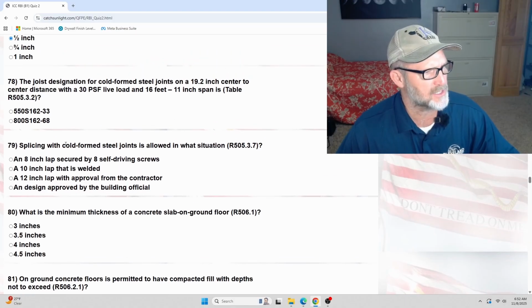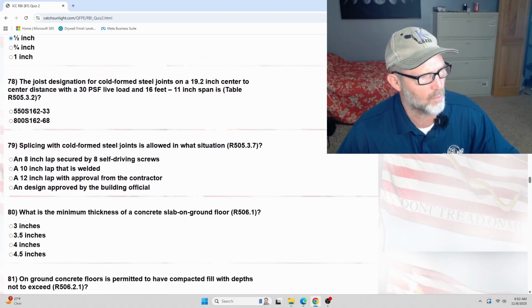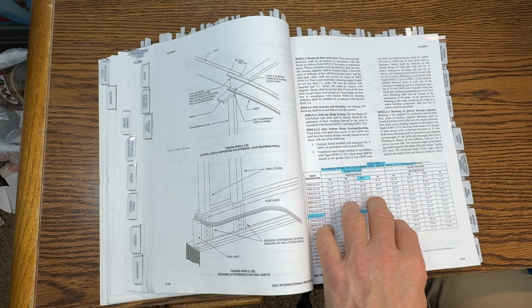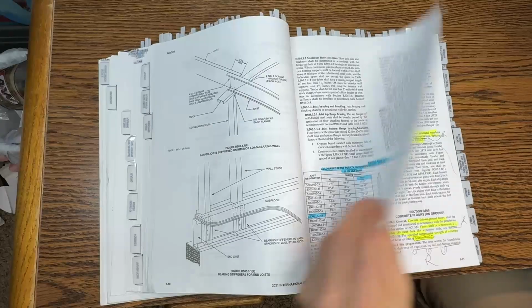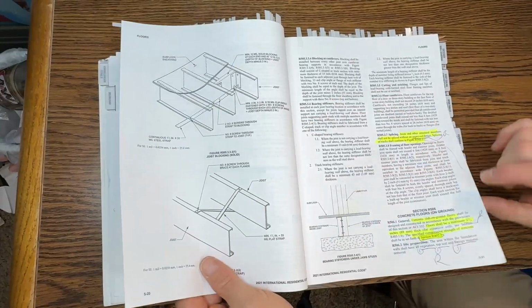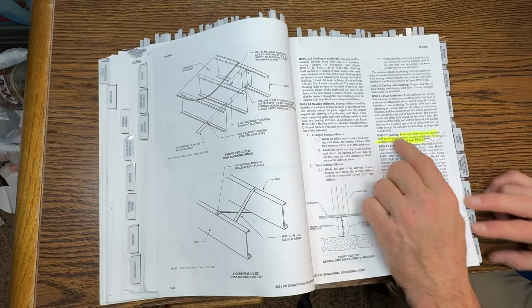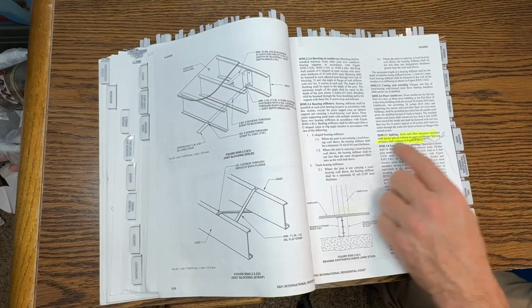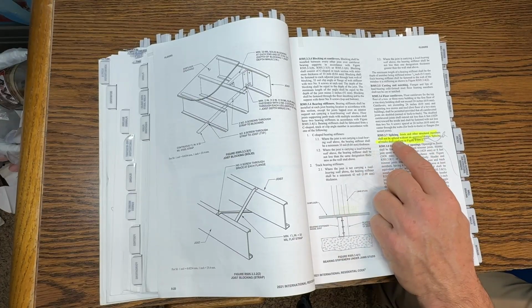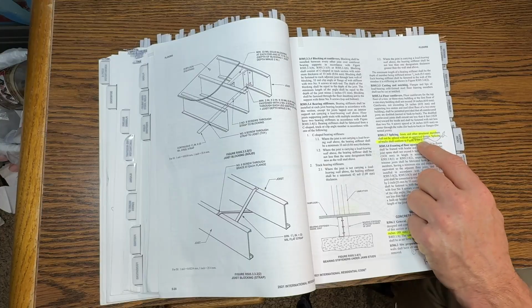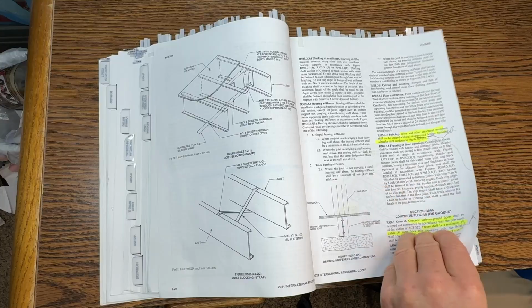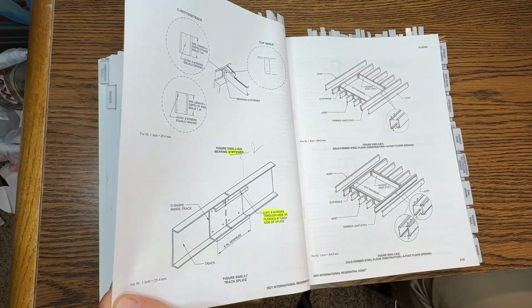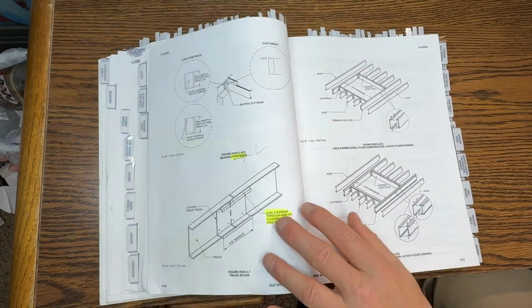All right, splicing, 79. Splicing with cold form steel joists is allowed in what situation? R505.3.7. Let's look at R505.3.7. Joists and other structural members shall not be spliced without an approved design. So it says an approved design. It says it there, but I'll show you here in a little bit, splicing these C-shapes inside tracks is a little bit different.